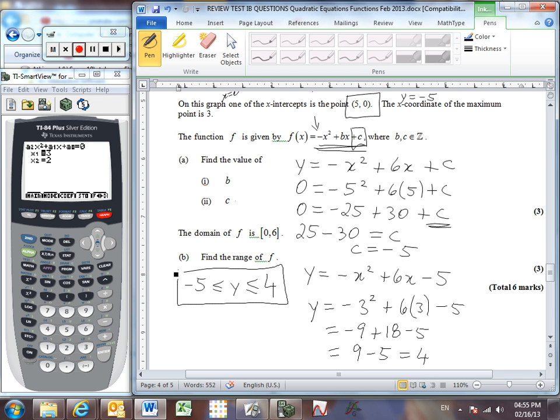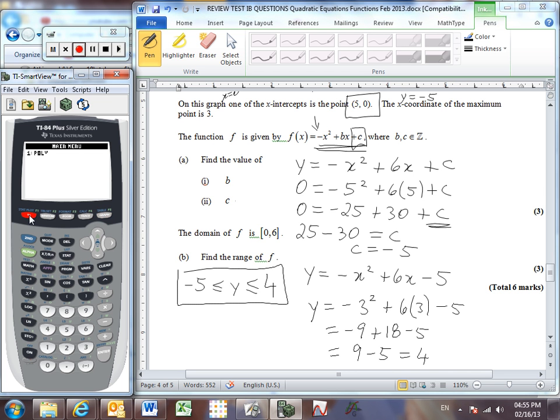And we could have done a lot of this work by graphing our newfound function onto the calculator. So let's just do that. So I'm going to go into y equals, I'll clear this old stuff, and let's put in our function. So we had negative x squared, and then plus bx, that's plus 6x, and then plus c, where c was negative 5. So plus negative 5 is the same thing as minus 5. And now we can have a look at the graph.